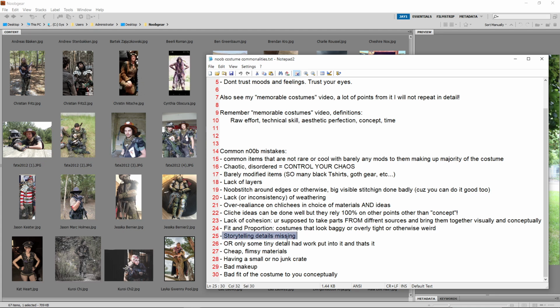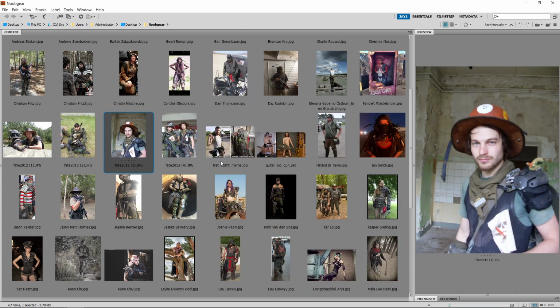Storytelling details missing. Yeah, that happens a lot with beginners. And I also have an opposite point, where only some tiny detail had work put into it, and that's it. And then again, we're back to this topic of your emotions tainting your perception. What do I mean? Here is an example.